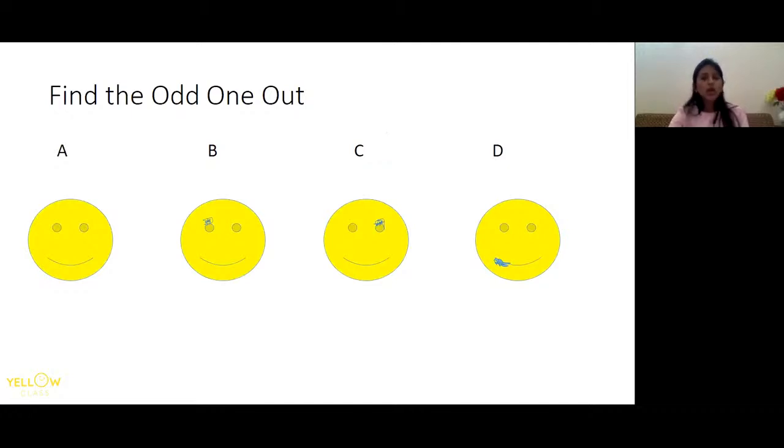So this question you have to solve using the concept of line of symmetry. You can see in option A a smiley is drawn, in B a smiley is drawn with some changes in it, in C again a smiley with changes, and in D a smiley with some changes. So you have to tell me which is the odd one out, which does not belong to this group. Quickly write the answers in the chat box, and I am waiting to see your answers, whether it's option A, B, C or D.